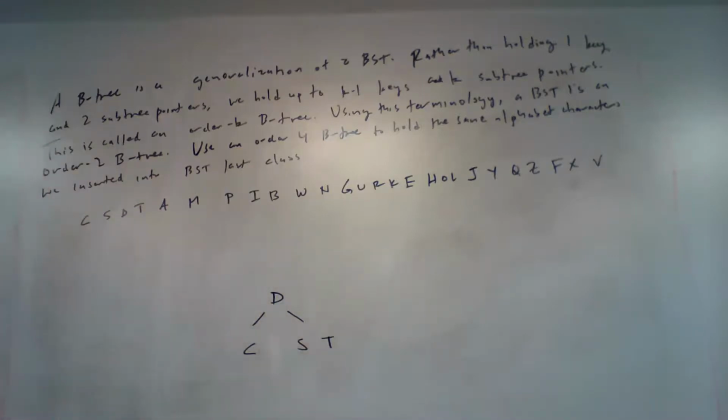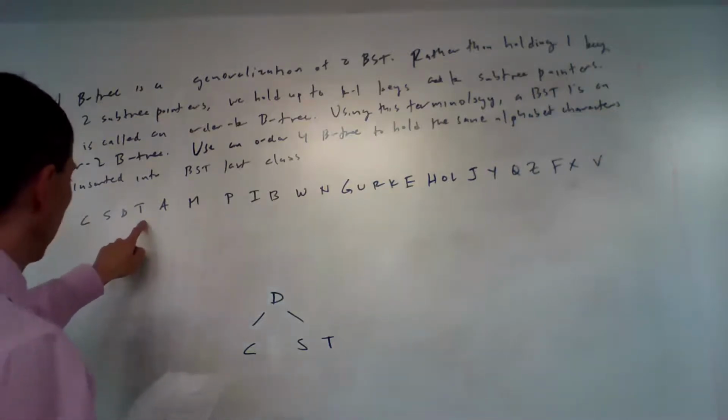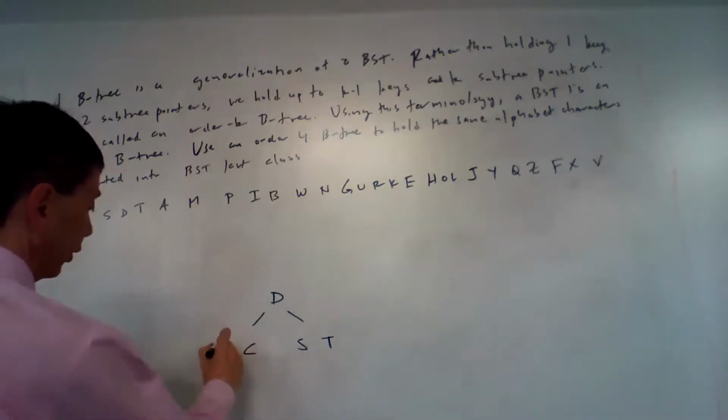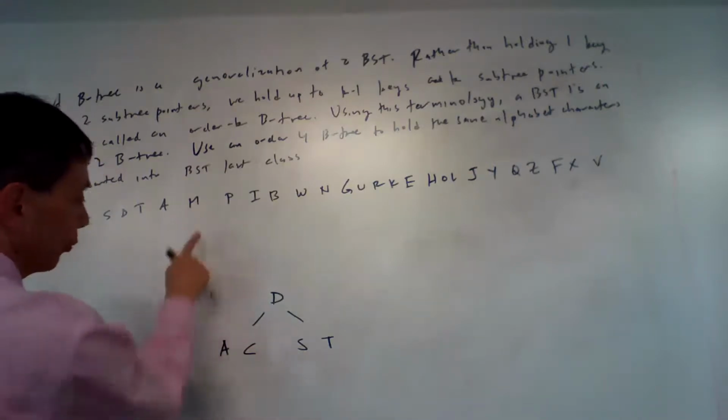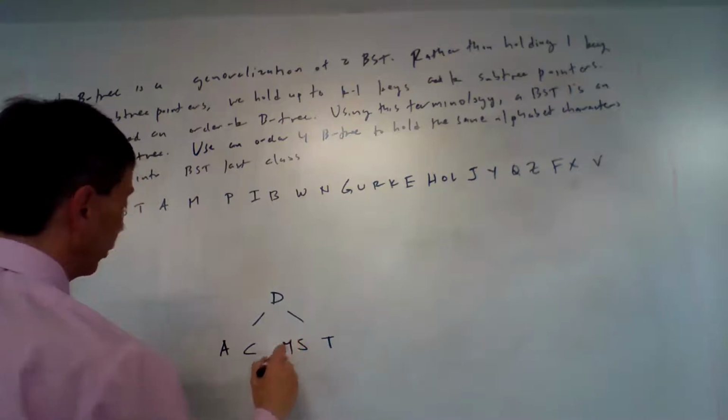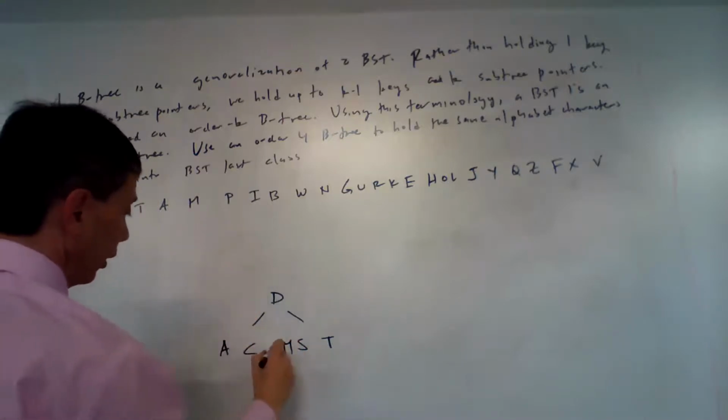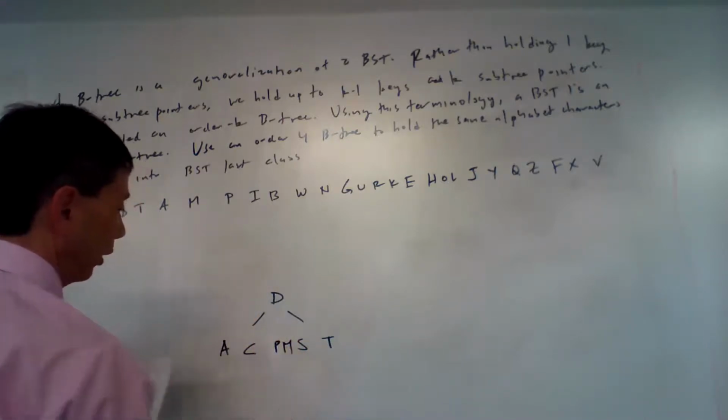Everything smaller than D is on the left. Everything bigger than D is on the right. So the binary search tree property still holds. It's just that it's not a binary tree anymore. It's, in this case, an order 4 tree. Okay? So then we insert A. A goes here. Then we insert M. M goes here. Then we insert P. P would go here.